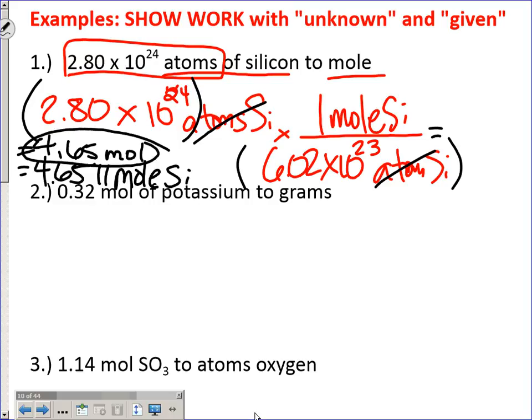MOL is an abbreviation for MOLE. Ooh, one letter drop, right? But MOL is mole. And that's it. We converted because we knew the relationship between moles and number of particles. Let's do the next one.